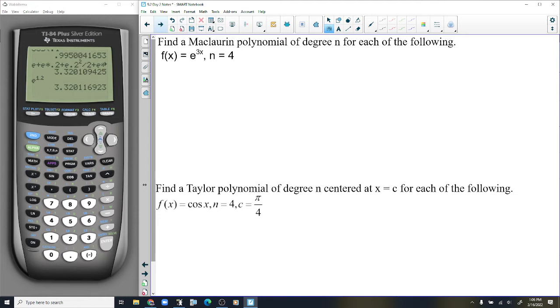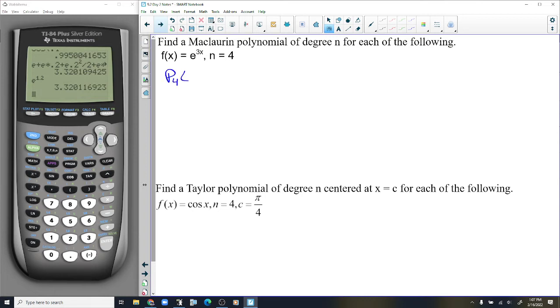Well, let's apply it to e to the 3x. Let's think about the derivative of e to the 3x. What's the first derivative? 3e to the 3x, right? And we're plugging in 0 because it's a Maclaurin. So the first derivative would be 3. What's the second derivative? 9e to the 3x, right? And then 27e to the 3x. And then 81e to the 3x. So it's just powers of 3 is what you end up with when you're centering this at 0.